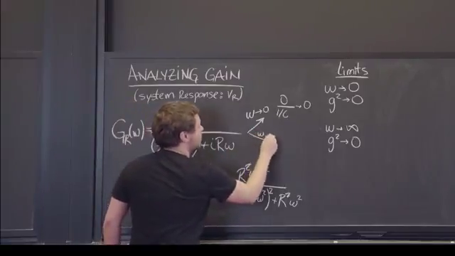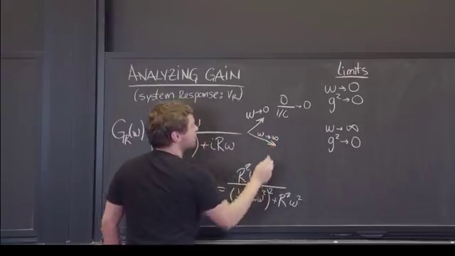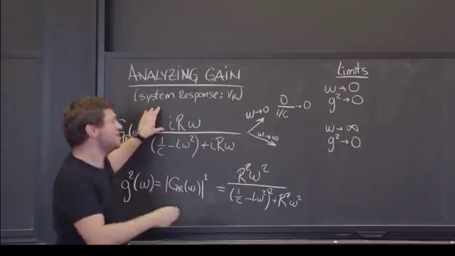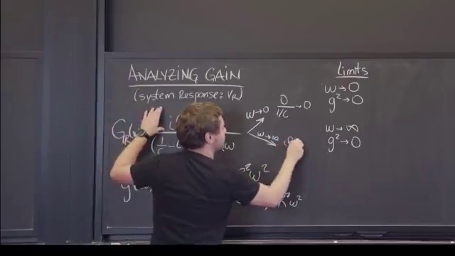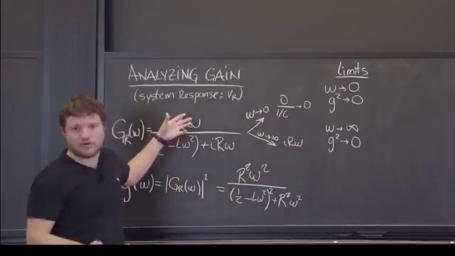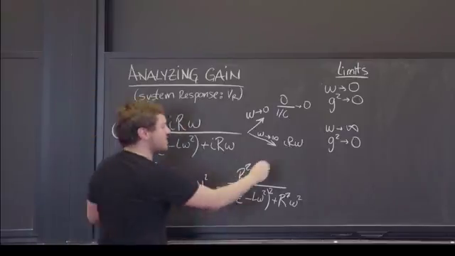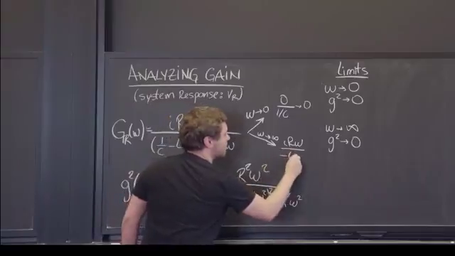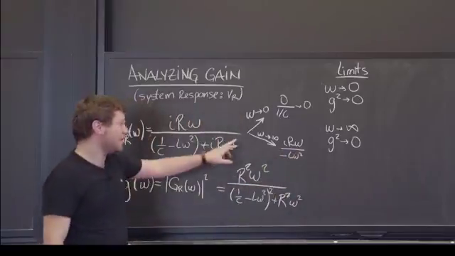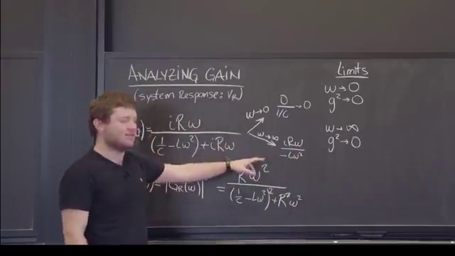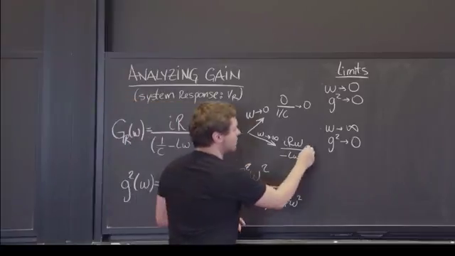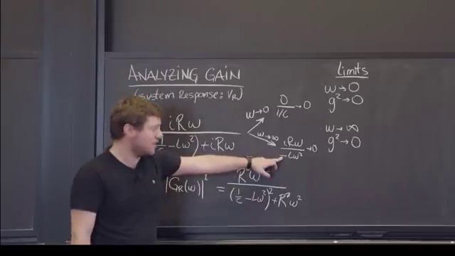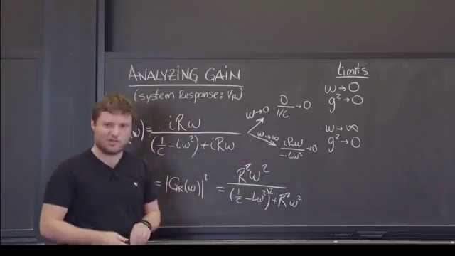Now what happens at the other extreme? So as omega goes to infinity, we have that the numerator is growing as IR omega. So that's the dominant and the only term in the numerator, whereas the denominator has a dominant term that looks like minus L omega squared. And again, if we look at the behavior, omega going to infinity, this number is going to 0 because the denominator is growing faster than the numerator.